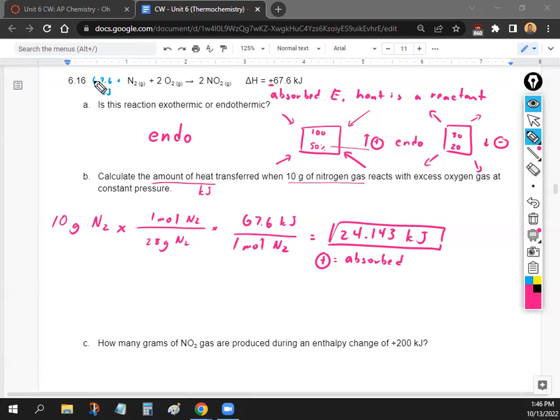Yeah, kilojoules is positive, so it's a reactant. That means you need to put in energy in order for this reaction to start. Yeah. That help? Yeah, it's a little confusing because it seems like it should be opposite. Okay, let's go to the last one.